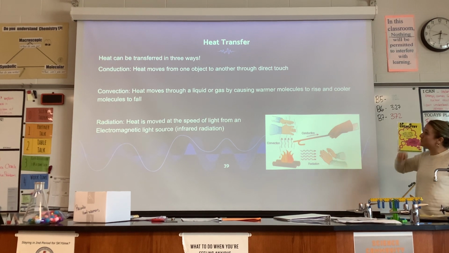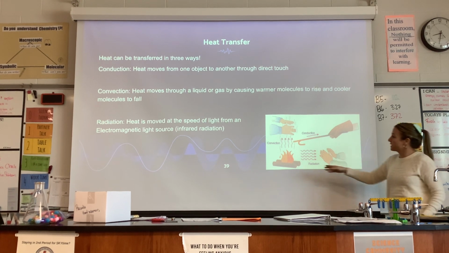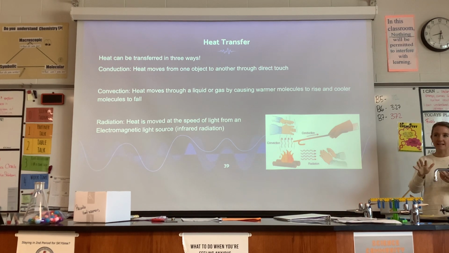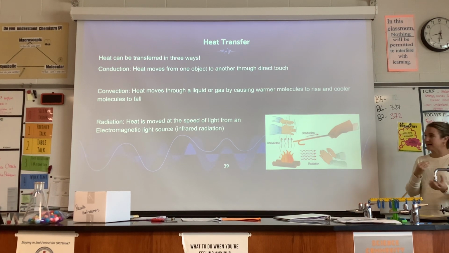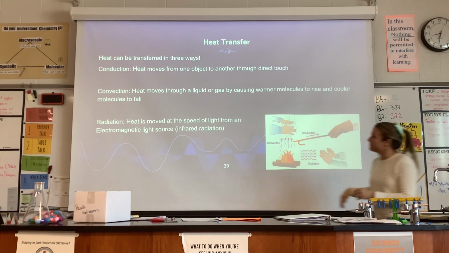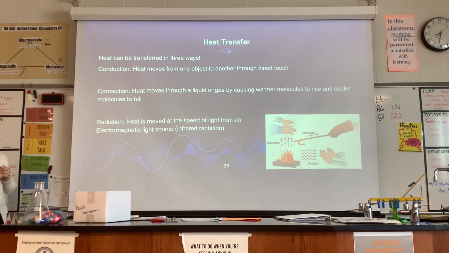Convection is heat that moves through a liquid or gas, causing warmer molecules to rise or cooler molecules to fall. So convection is like being heated through a fire because you're not directly touching it, but you're being heated through that transfer. And then radiation is heat that is moved at the speed of light from an electromagnetic light source.